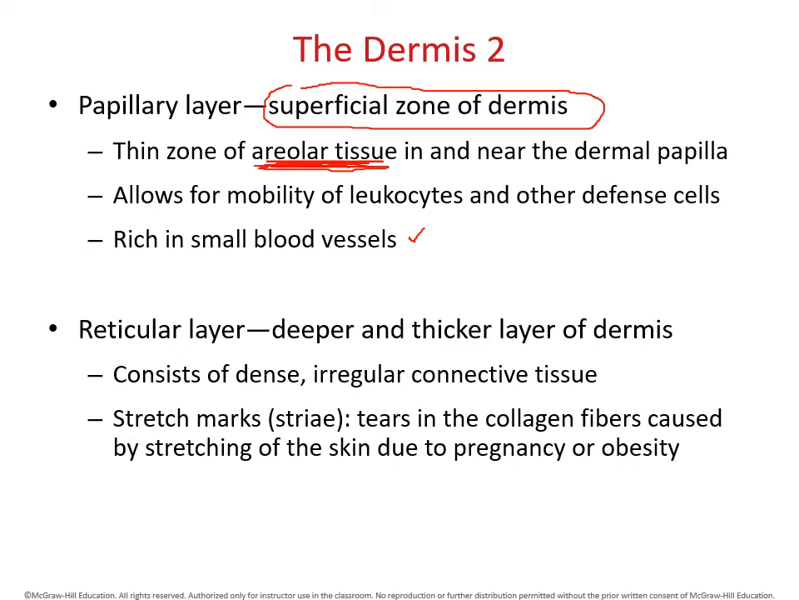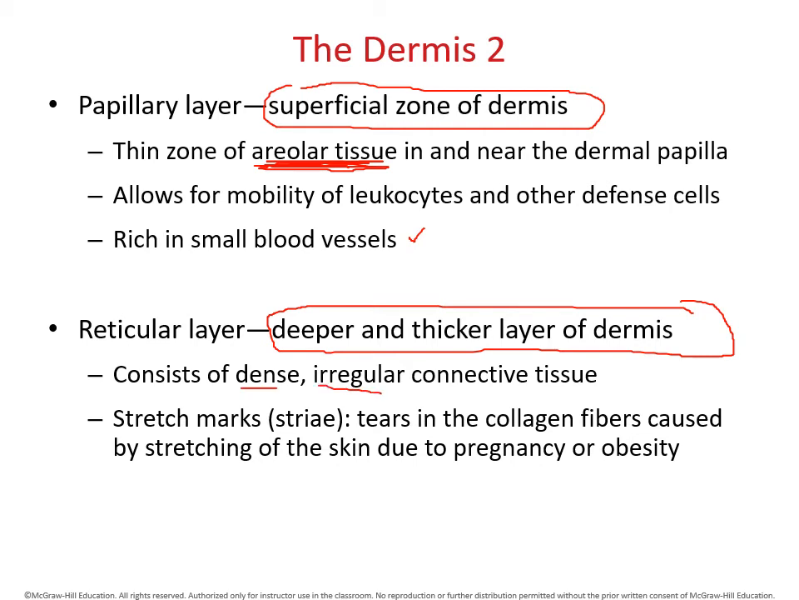Underneath the papillary layer, you have the layer called the reticular layer. This one is deeper and thicker. It's composed of dense irregular connective tissue. Now recall from chapter 5 that dense irregular tissue means that it's full of collagen fiber, but it gets its irregular designation because the fibers are scattered at random, unlike dense regular tissue, which is in a very parallel format. So the papillary layer, the layer on top, is made out of areolar tissue. The reticular layer, the bottom layer, is full of collagen in dense irregular connective tissue.